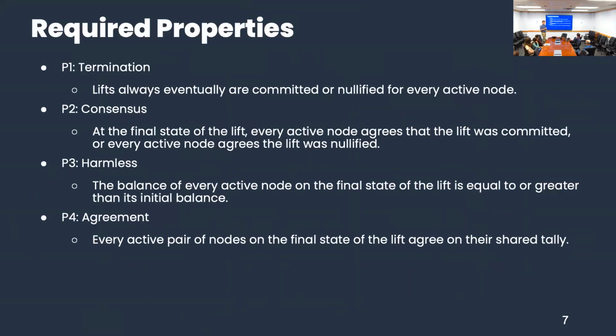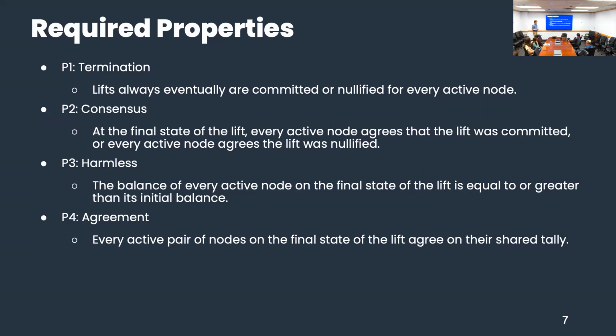So there are 4 properties that we'd like to verify on the MyCHIP system. One is termination. It's not acceptable for a lift to remain in an uncompleted state forever. So we're going to claim that it always eventually will be committed or nullified. Everyone will eventually decide what to do. And the second, consensus. If everyone agrees to commit, or if any node thinks that we're going to commit, every node should agree to commit. We have consensus on whether we commit or roll back.